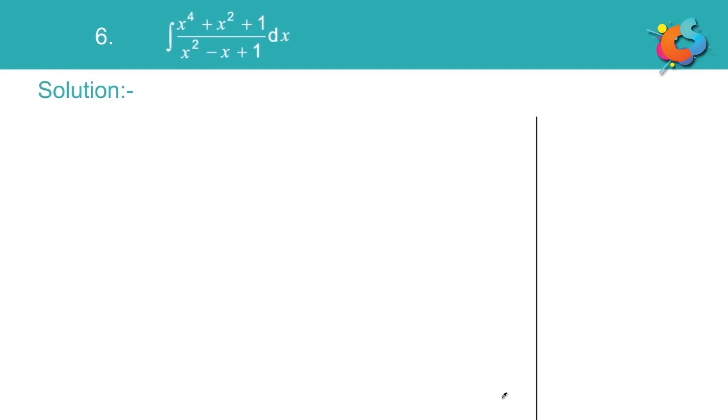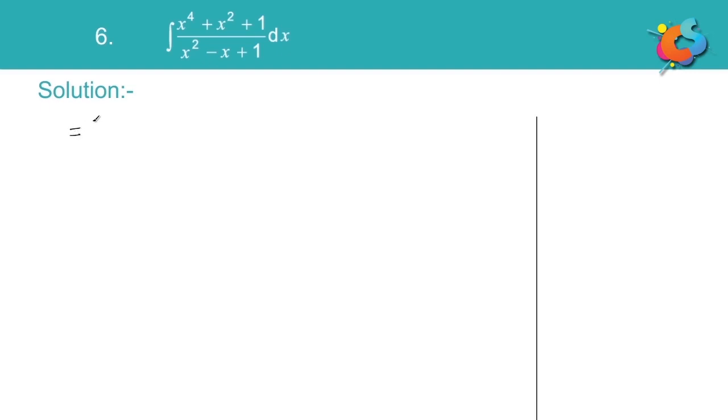We now integrate (x^4 + x^2 + 1)/(x^2 - x + 1). So here, is it possible to express the numerator in terms of x^2 - x + 1? If it is possible, what should we add and subtract for the numerator?